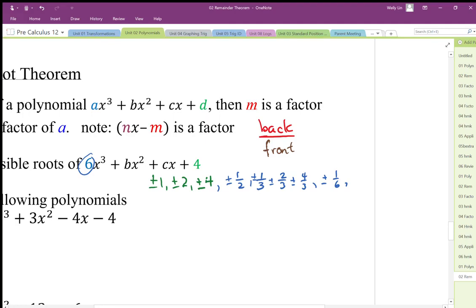So those are all my possible factors. It's important to be able to identify the rational ones, but realistically, we will never use these ones for our remainder theorem test. We're most likely going to be able to find a factor using these.